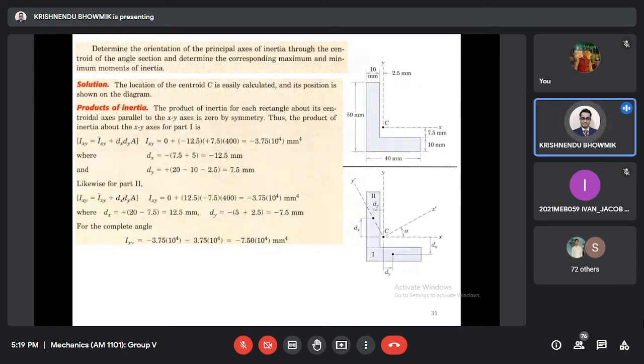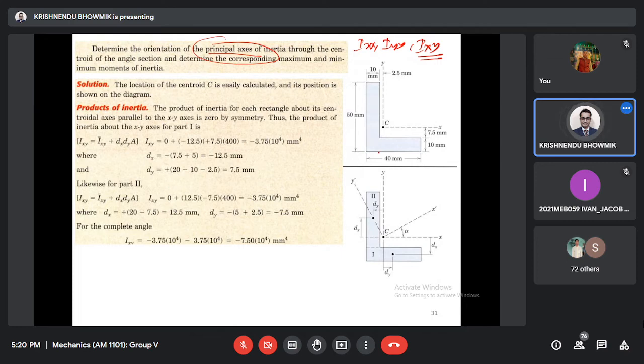Now, one example is given where we have to calculate the moment of inertia where there is no product of inertia. That is called the principal axis. We have to calculate the principal axis of inertia, the angle, and the corresponding maximum and minimum moment of inertia. Look, Ixx and Iyy are moments of inertia, and Ixy is the product of inertia.